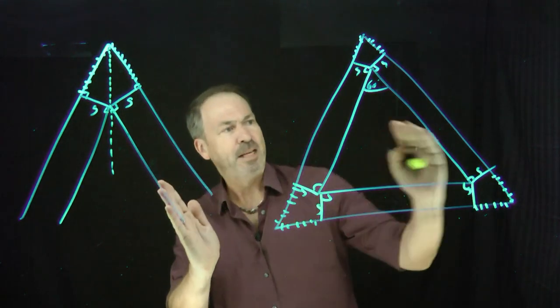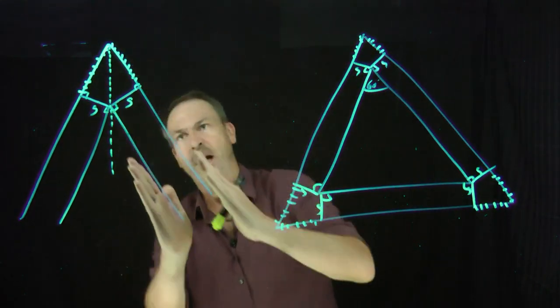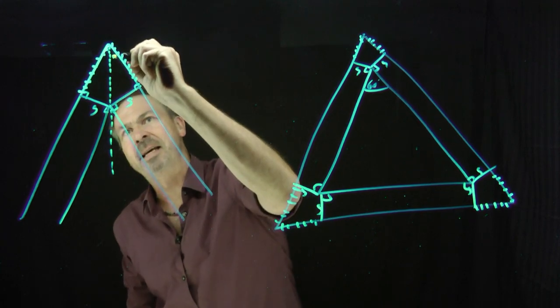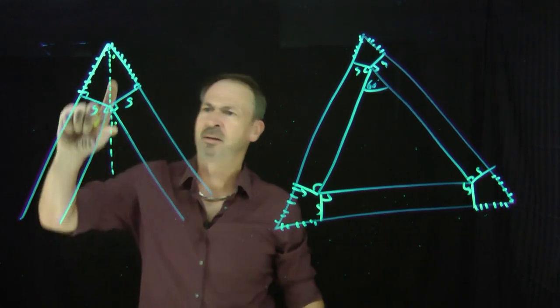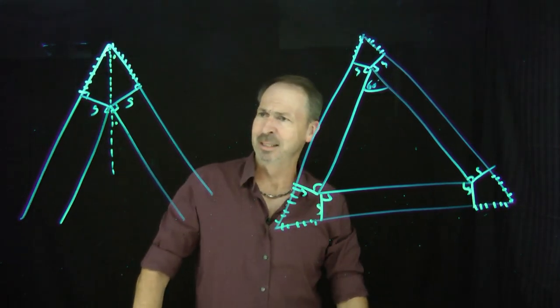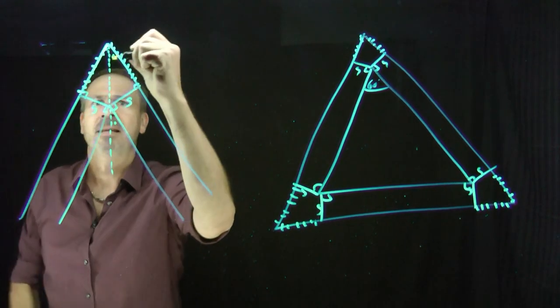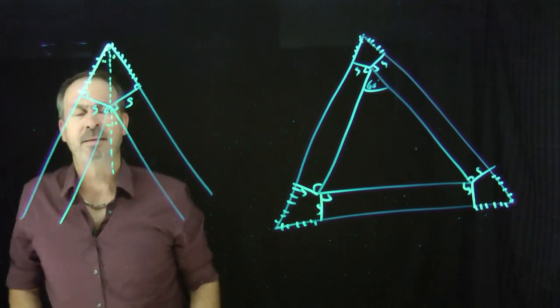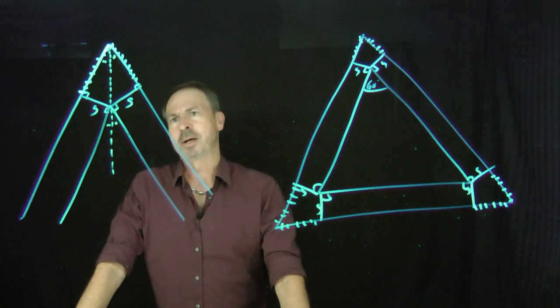Okay, I guess I've got these parallel lines here because they're on sides of rectangles, so I know whatever this angle is, it matches that angle by what? Corresponding angles and parallel lines. And ditto over here, this angle, whatever it is, matches that angle right there. What else is going on?